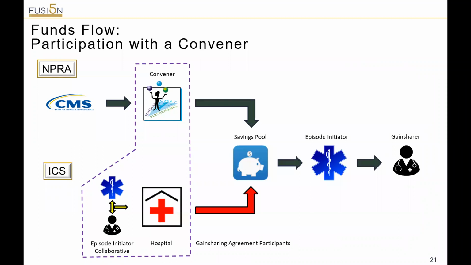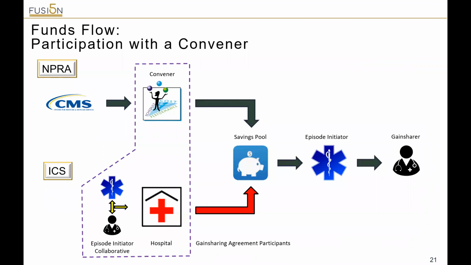That gets paid out to the episode initiator, which could be an acute care hospital, if that happens to be the episode initiator, or a physician group practice. And then they will have a distribution, depending on what their choices are, to what they're called gain sharers here, which is actually the physicians who perform the episodes. Okay. If you did not perform an episode or have any impact on an episode, you don't have any share in gain sharing. That is for those that are actually participants.